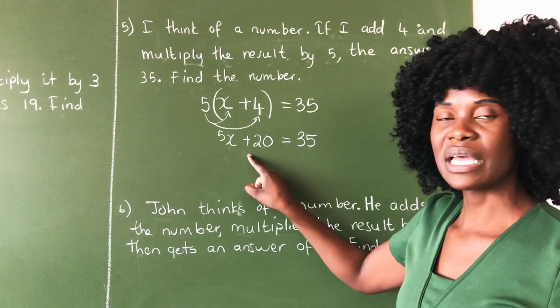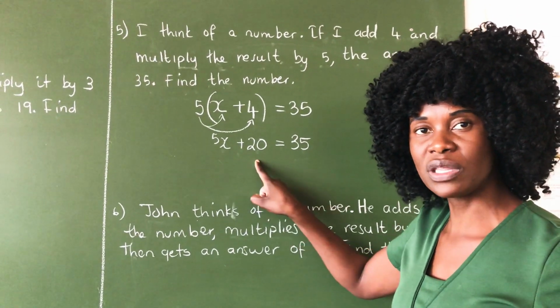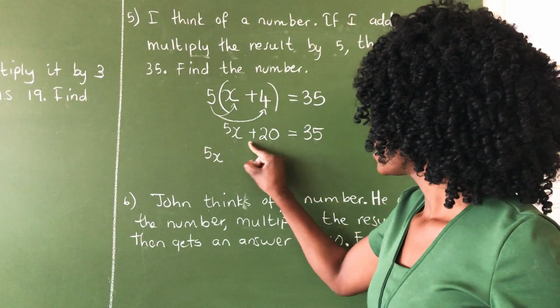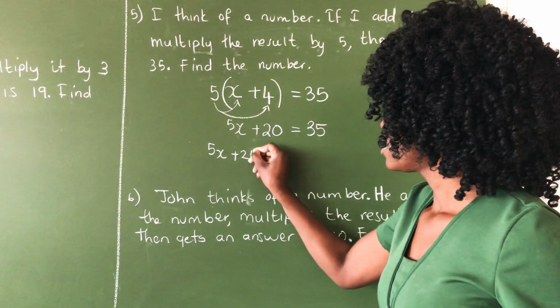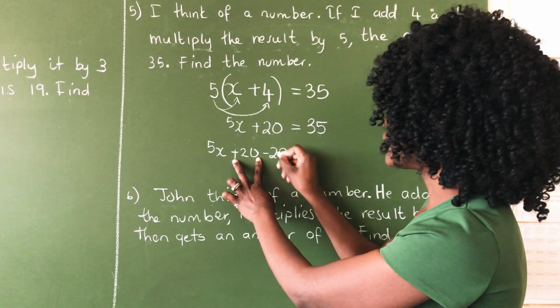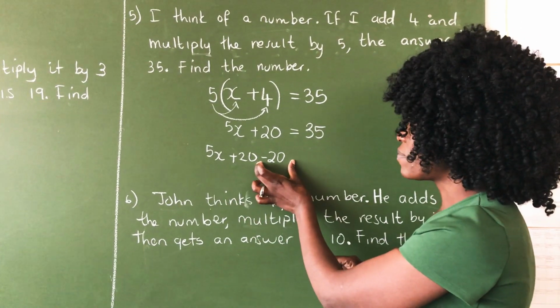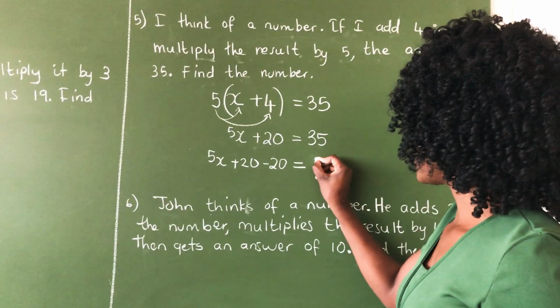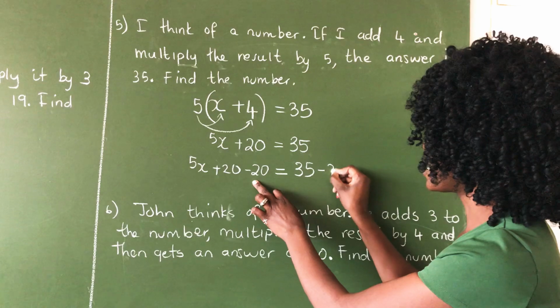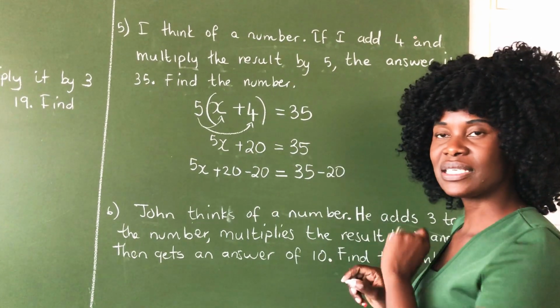So I need to get rid of the positive 20. I have 2 terms here on my left hand side. So I'll bring down the 5x. That's my positive 20, this is what I want to get rid of. So I'll bring in the opposite, which is minus 20. So if I bring in minus 20 here, I must as well, since the 35 is on the right hand side, bring in the minus 20 to the right hand side.